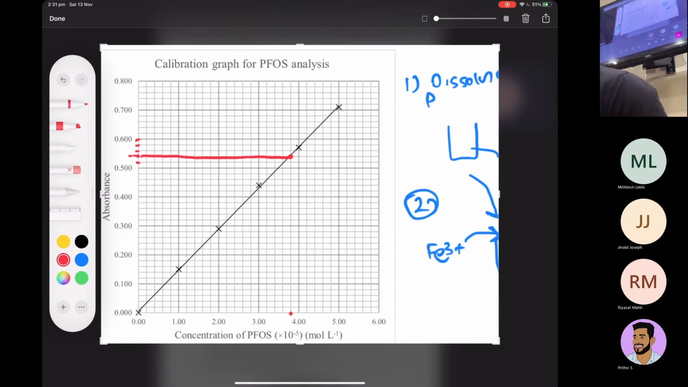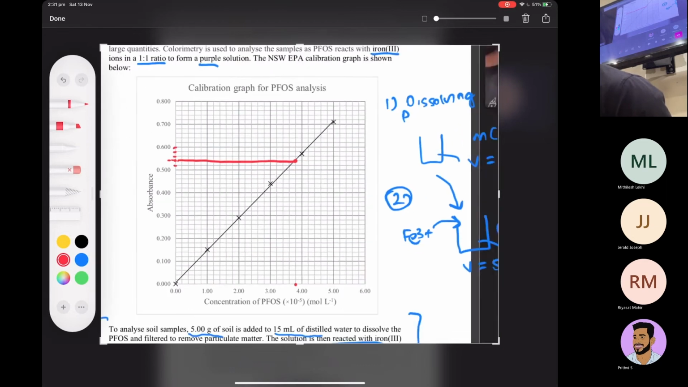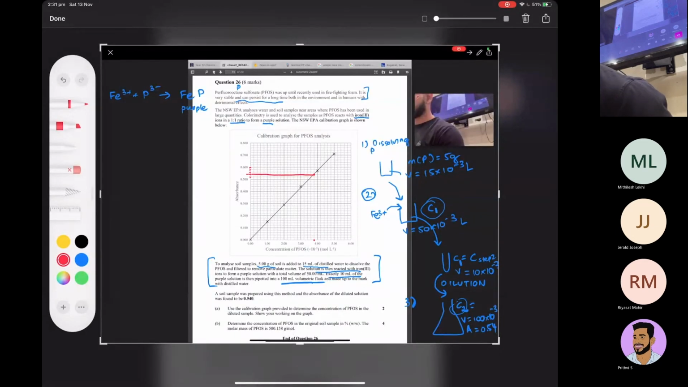3.8, right? Good. So then we'll write, therefore, C2 of P is equal to 3.8.